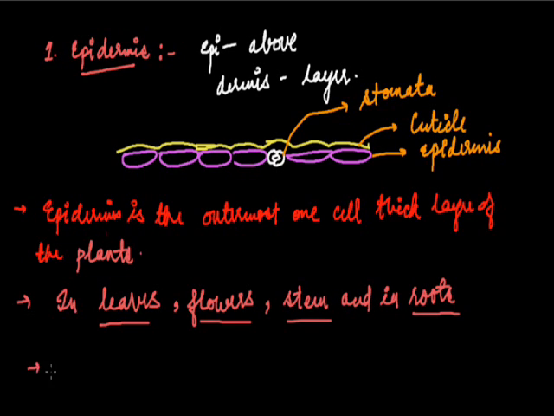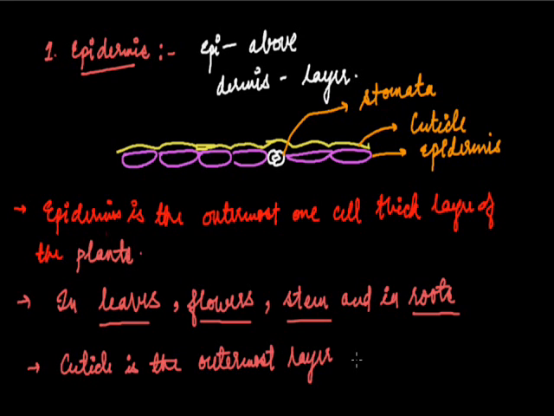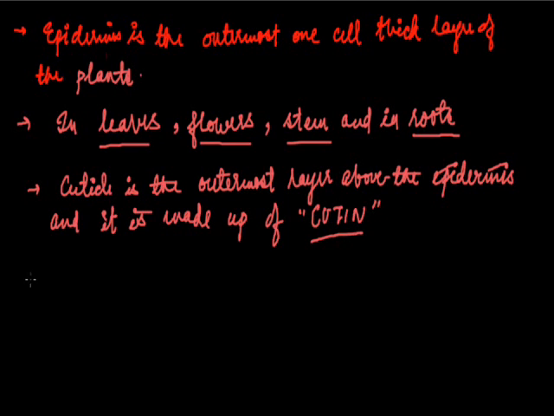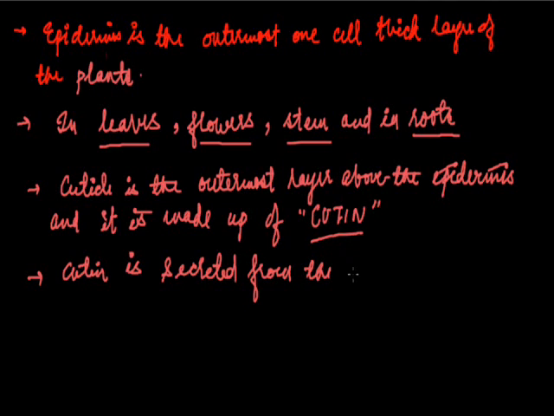So just write about the cuticle. Cuticle is the outermost layer above the epidermis, and it is made up of cutin. This cutin is secreted from the epidermal cells that lie below the cuticle.